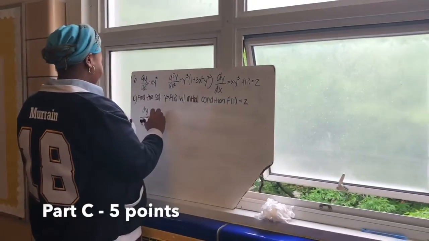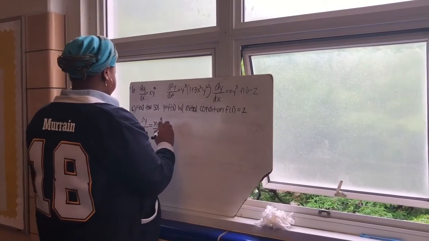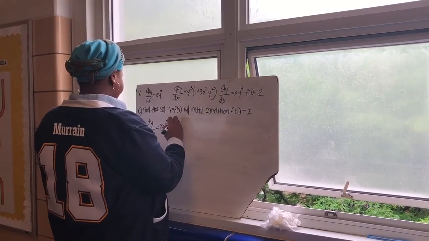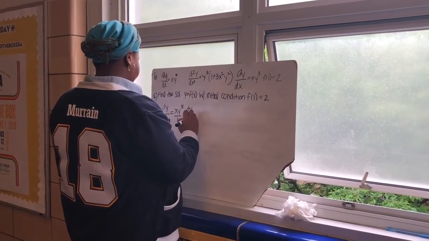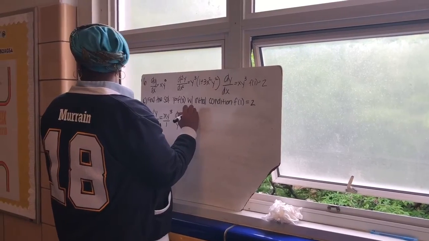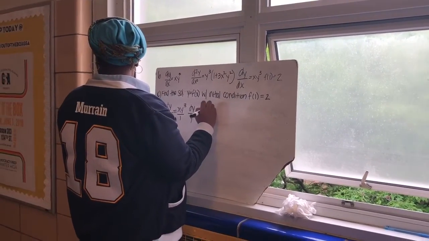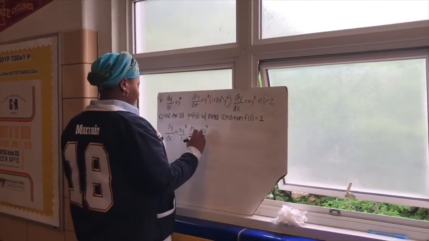Part C asks us to find the initial condition. Now, in order to do this, you need to know the concept of separation of variables. So basically, to do this, you are cross multiplying the dy dx and xy to the third power.